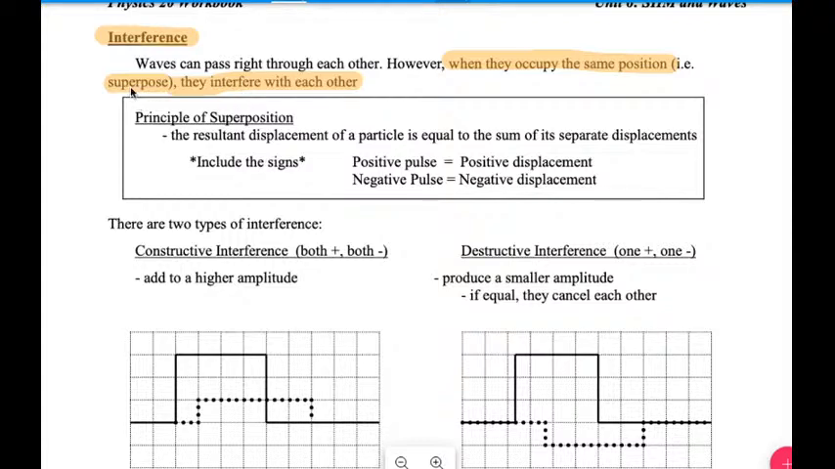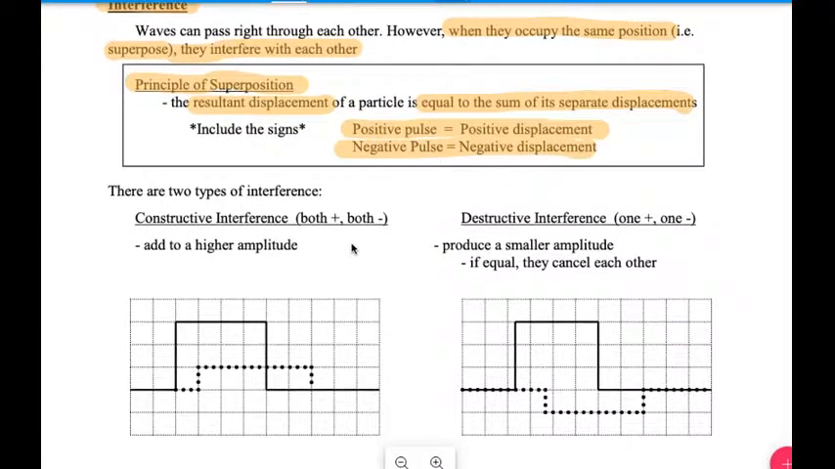So when they are superposing, one on top of the other, we have to work with the principle of superposition. The resultant displacement of a particle is equal to the sum of its separate displacements. So resultant displacement is equal to the sum of all of the separate waves that are superposing, overlapping with one another. And just like displacement is a vector, we need to have our positive and negative displacements with these pulses. So they can actually subtract from each other. So the resultant, we need to include signs for.